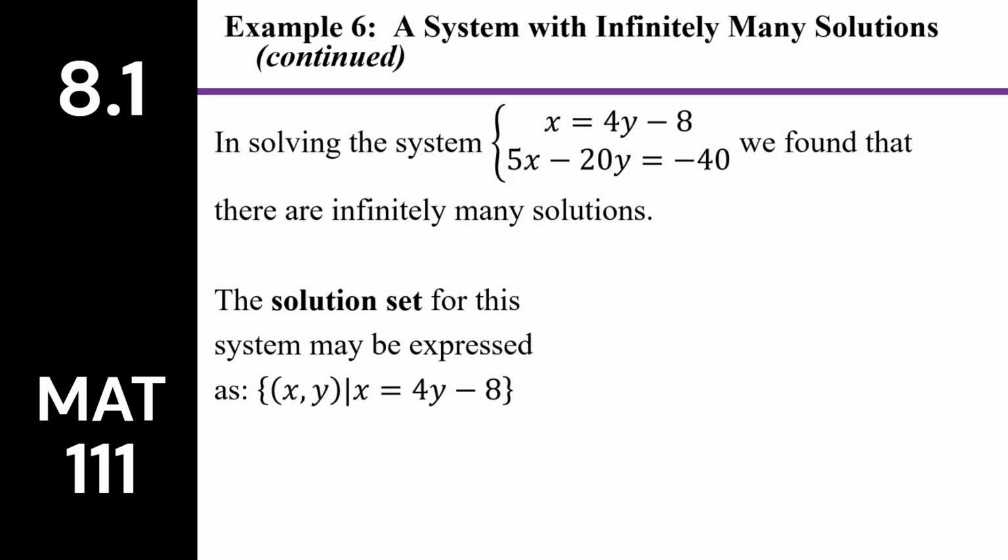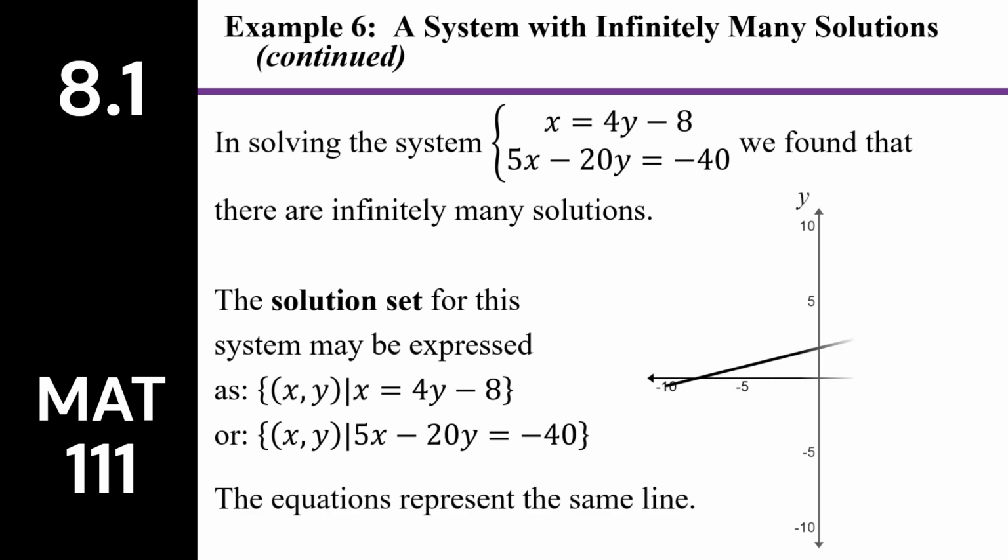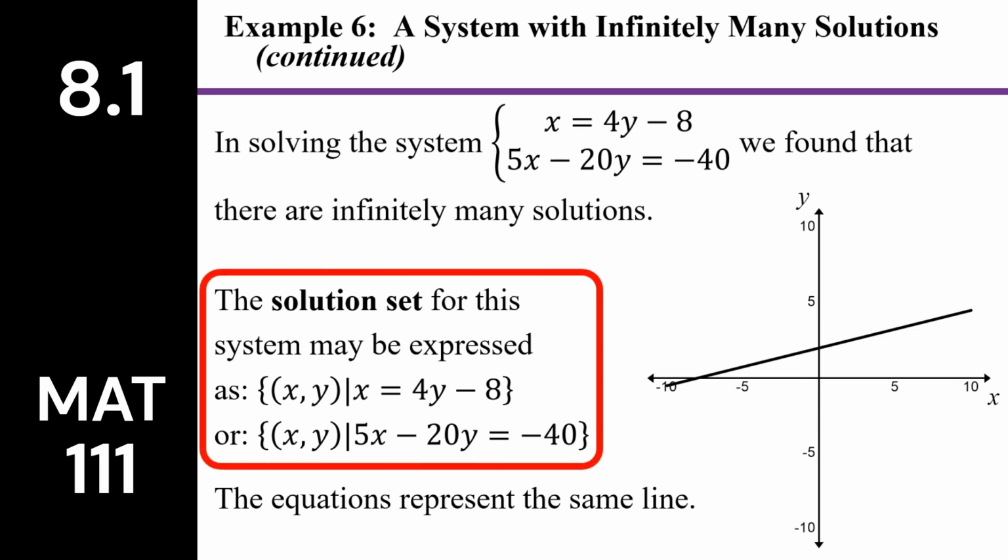This solution set can be expressed as follows. Notice the set braces around the entire thing, and then we begin with the point (x, y). That vertical line means "such that," so it's the set of all points (x, y) such that, and then it lists one of the equations. What that means is it's an infinite number of solutions that are all points on that line. Therefore, you could have also expressed your answer using the other equation. Graphically, this equation represents the same line twice. So the solution for this system is either of the sets shown here.